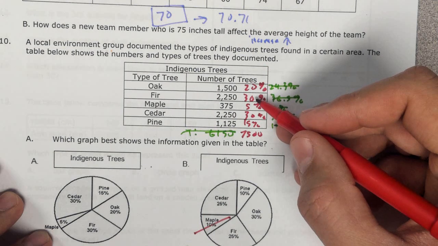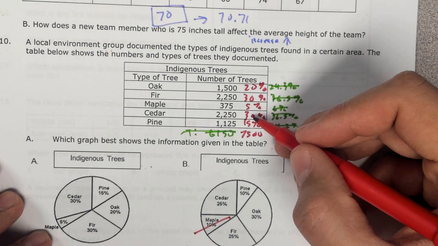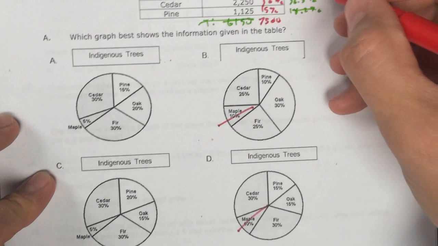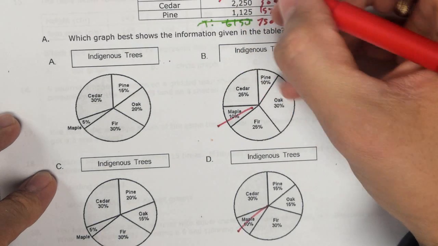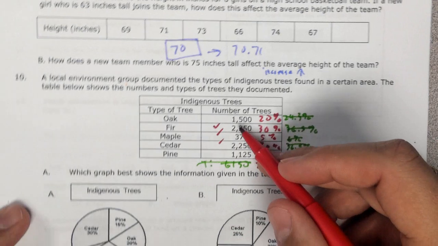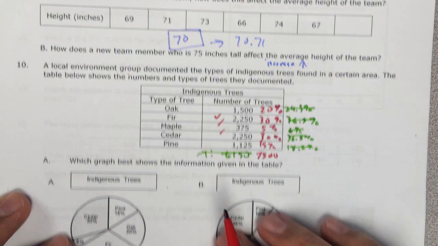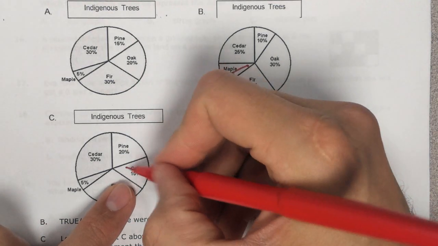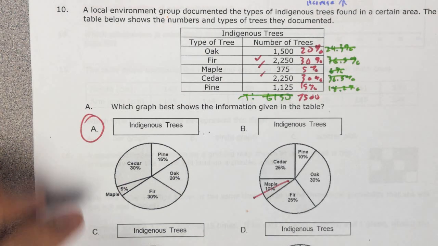30%, we have fir and cedar with 30%. Fir, cedar, 30%. We're good on those, so we're good on fir, maple, cedar. Let's check the oak. Oak should be 20%. Oak is 20% on this one, 15 on this one. That's wrong. Has to be A.